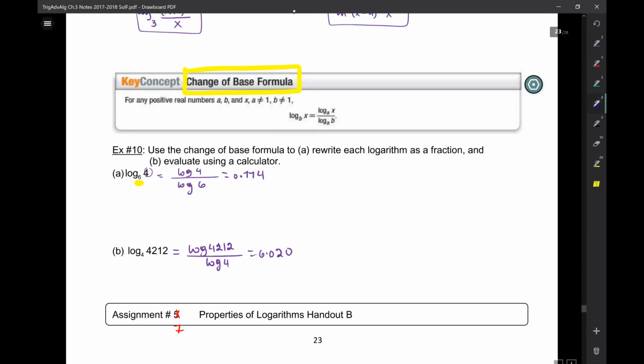What if you had it given to you like this? Log base, oh, I don't know, x of y. What would you do then? How would you do change of base and rewrite it as a fraction? Log of y over log of x. That's it. That's as far as you go. Okay? All right, so that's it.